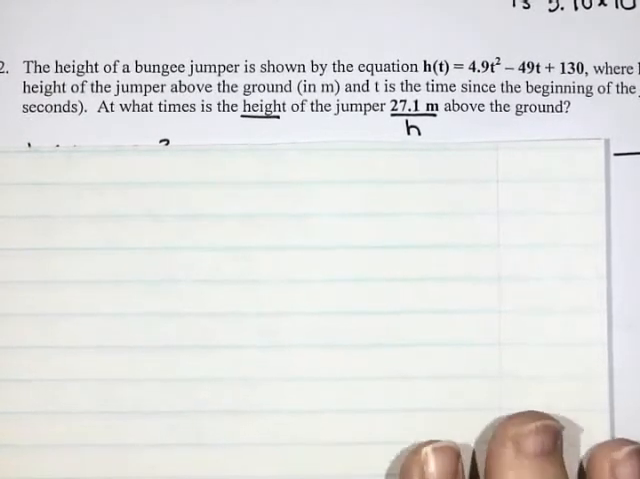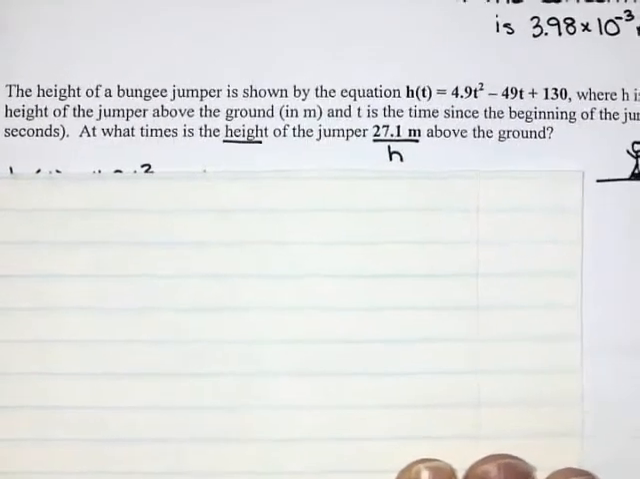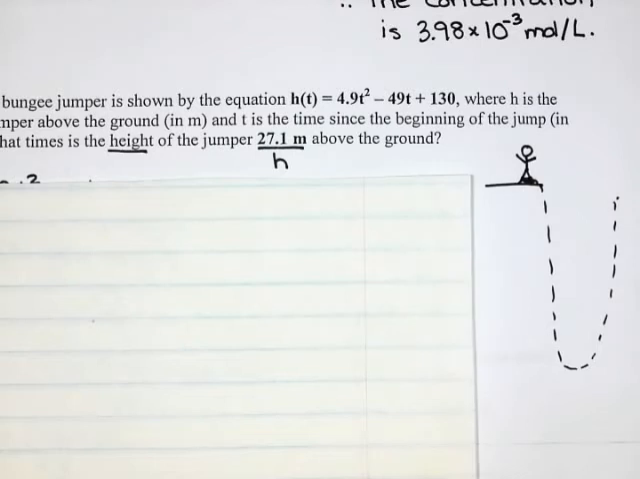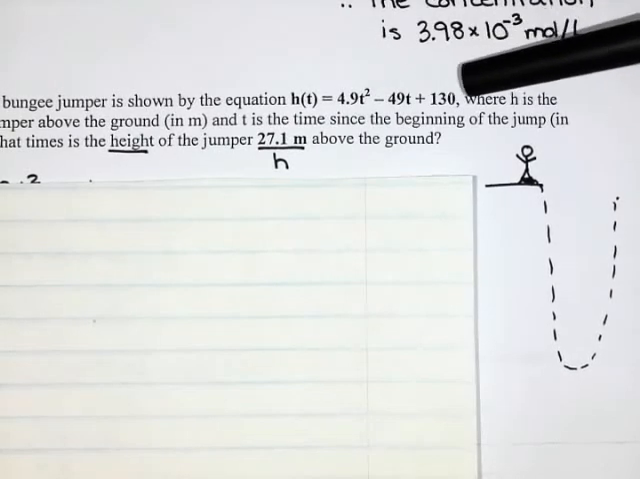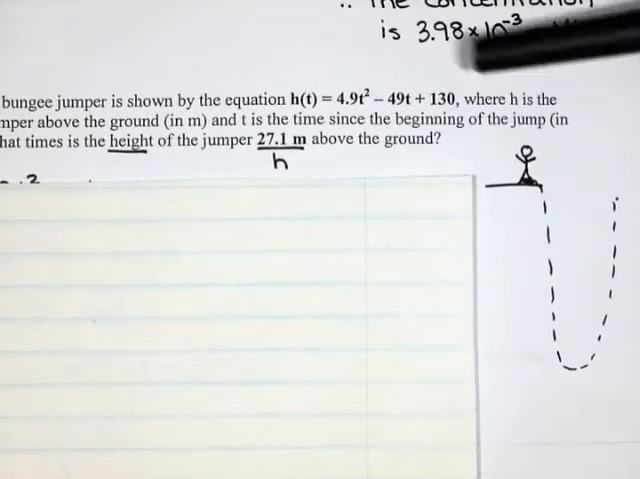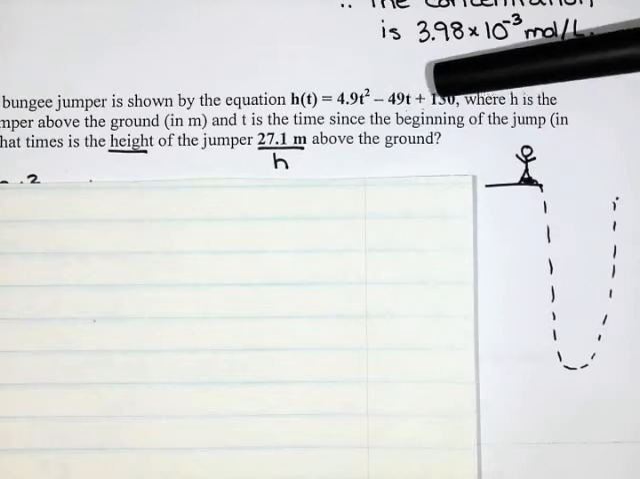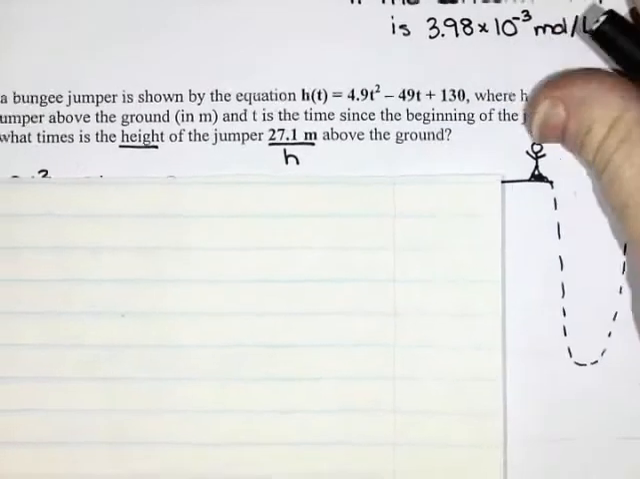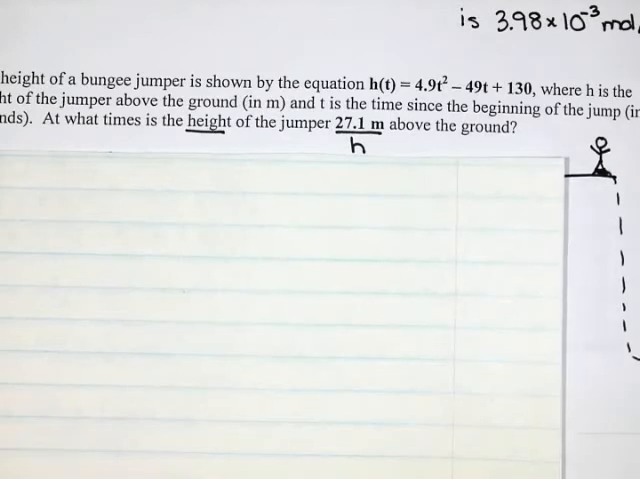So our question here says the height of a bungee jumper is shown by the equation h at t equals 4.9t squared minus 49t plus 130, where h is the height of the jumper above the ground in meters, and t is the time since the beginning of the jump in seconds. At what times is the height of the jumper 27.1 meters above the ground?